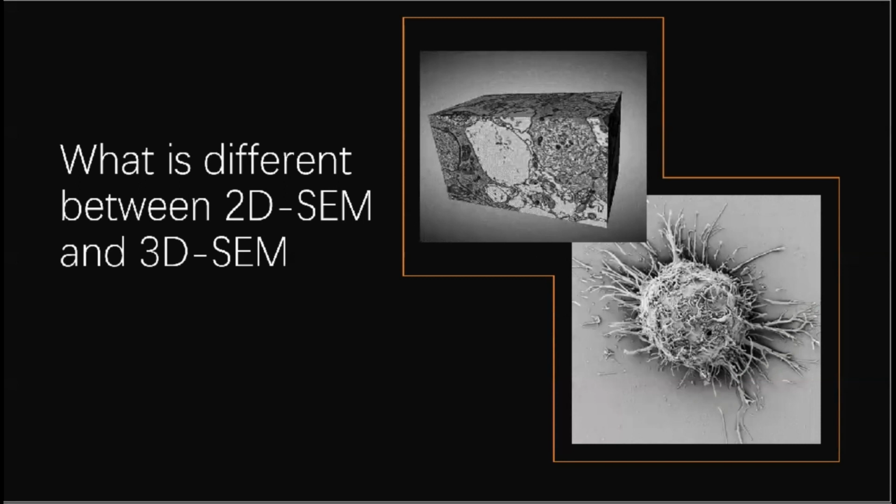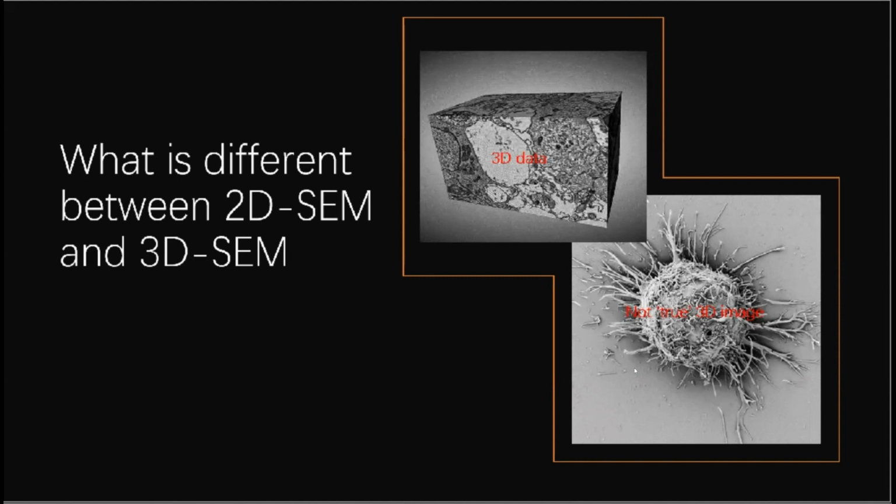In my work, I'm often asked, what is different between 2D SEM and 3D SEM? Now, let's look at two pictures. The upper one is reconstructed with many 2D images, so we observe the imaging from any angle. The lower one looks very three-dimensional. However, it's only a 2D image.